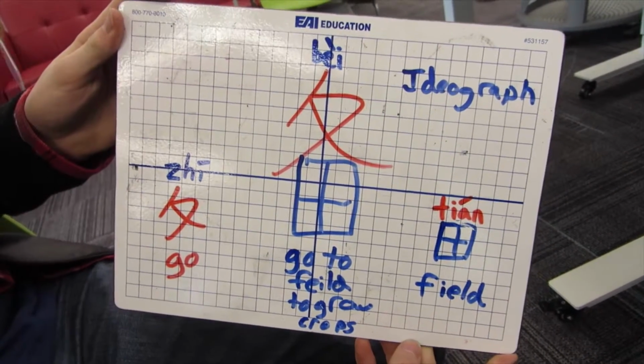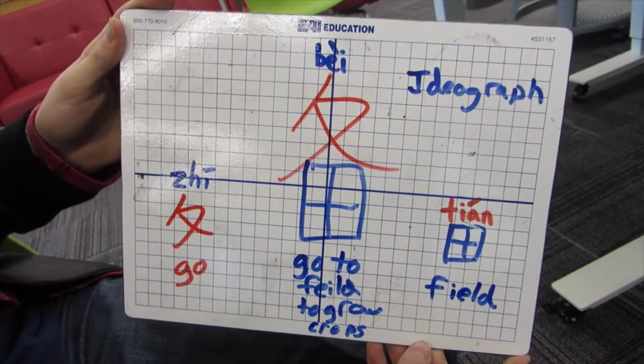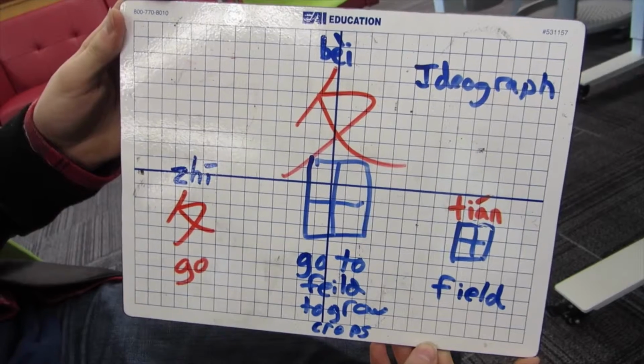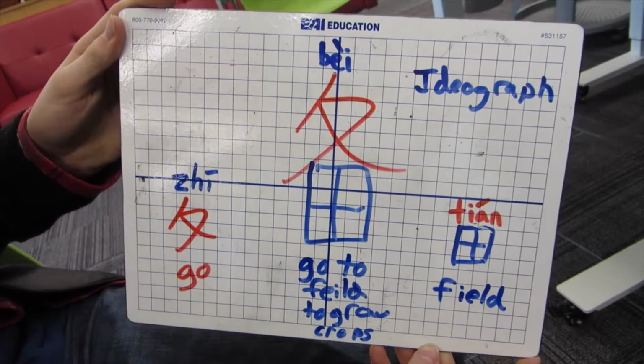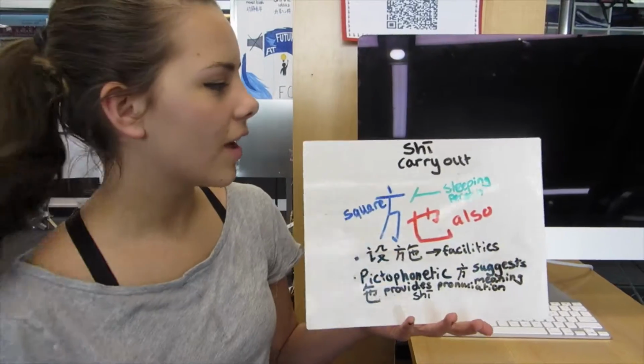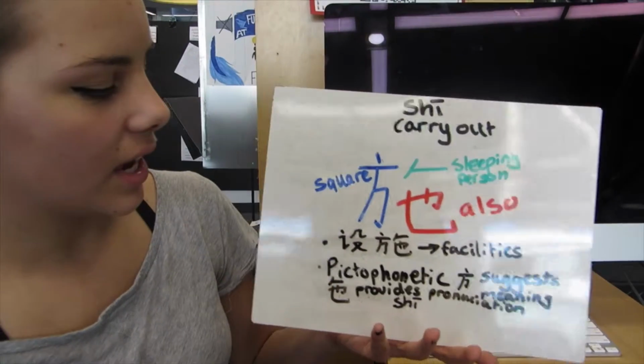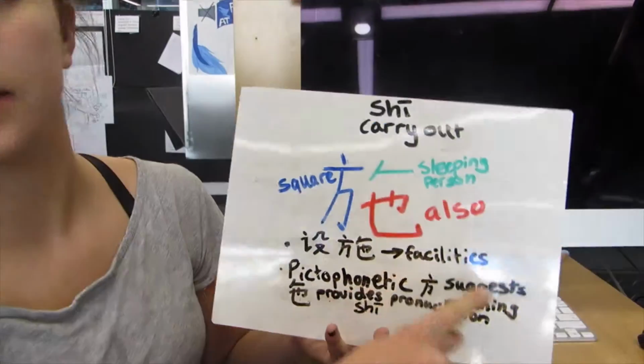It is made up of zhi and tian, which means go and field. It is an ideograph, which means a picture of an idea. And basically, you go to the field to plant crops. Okay, this is the character shi, which means carry out, and it also goes along with shusher to make facilities.